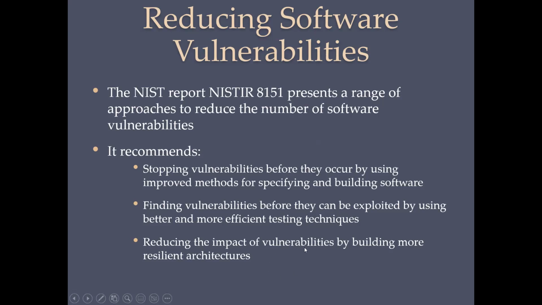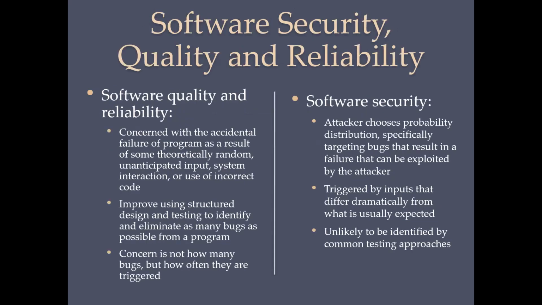You want to reduce the impact of the vulnerabilities by building more resilient architectures. So when you're creating software, it depends on resources, named resources. What happens if it doesn't have a named resource? Does your software say, hey, this is an unsafe condition, maybe you shouldn't do this.